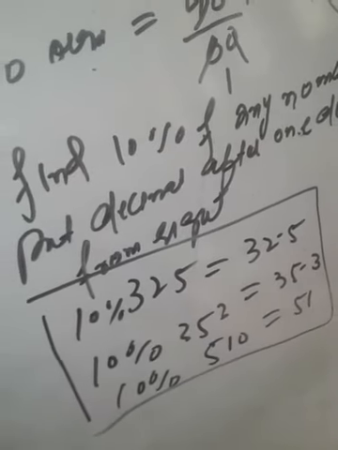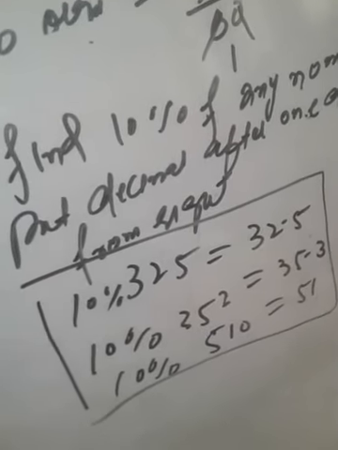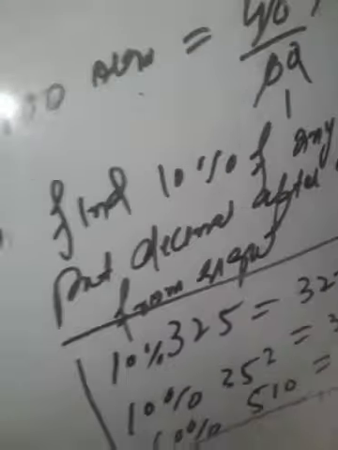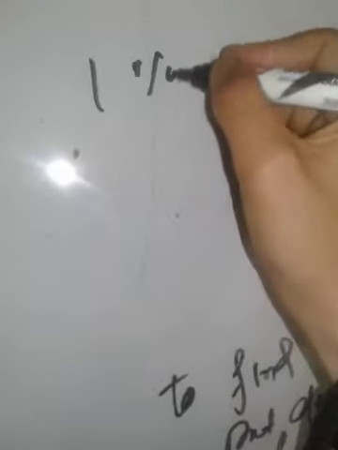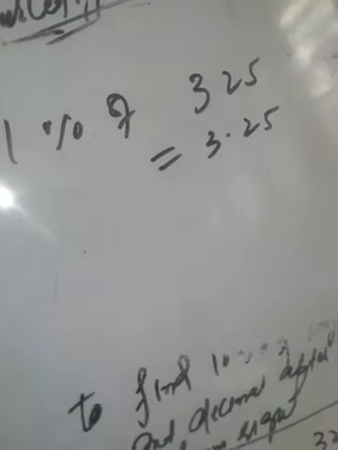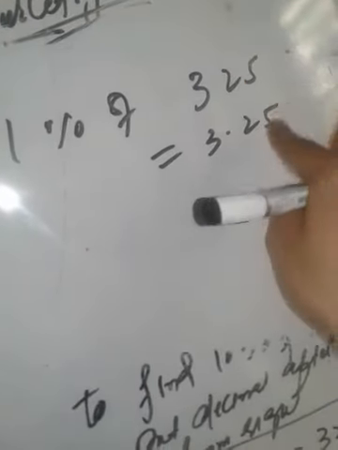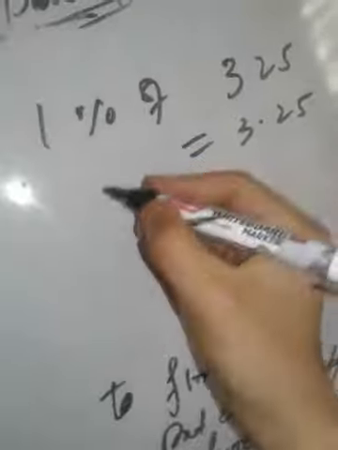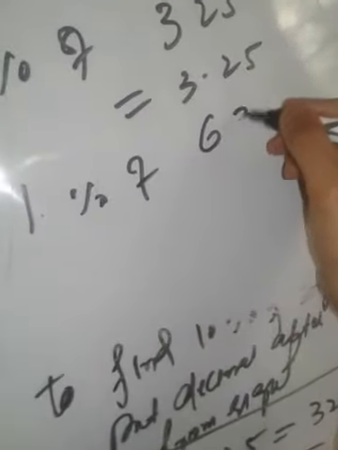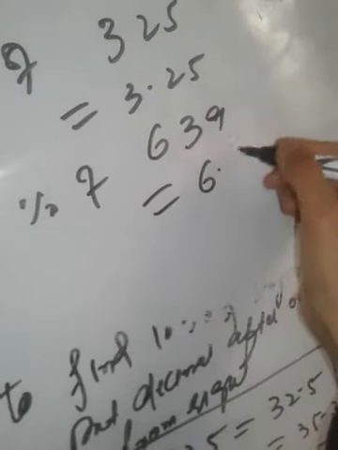Again, to find 1% of any number, put the decimal after two digits from the right. For example, if you were asked to find 1% of 325, it would be 3.25. Put the decimal after two digits from the right side. This is 3.25. Find 1% of 639, it would be equal to 6.39.